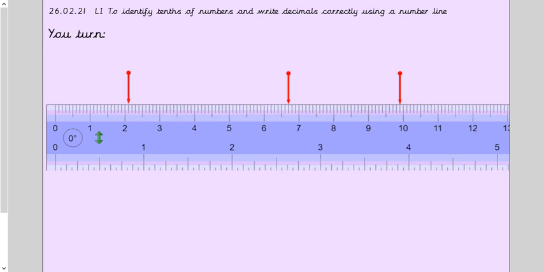So now I want you to pause the video and have a look at these. There are 3 different arrows. Can you find out what each arrow is pointing to, which number? So pause the video and have a go.